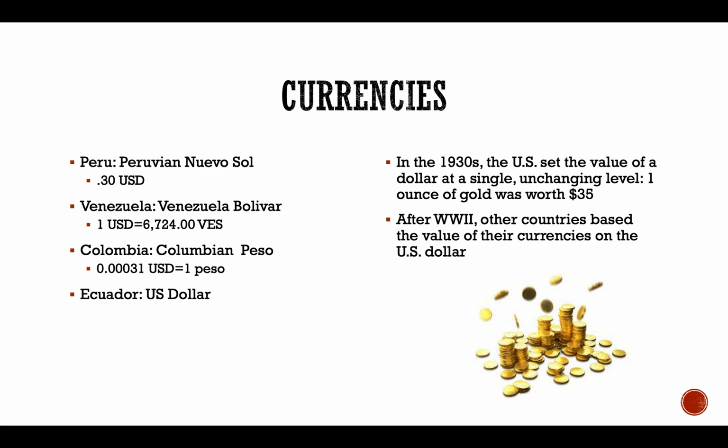In the 1930s, the United States set a value of a dollar at a single unchanging level. 1 ounce of gold was worth $35. After World War II, other countries based the value of currencies on the U.S. dollars. Since everyone knew how much the U.S. dollar was worth, the value of other currencies against the dollar could be based on its value in gold. A currency worth twice as much gold as the U.S. dollar was therefore also worth $2.